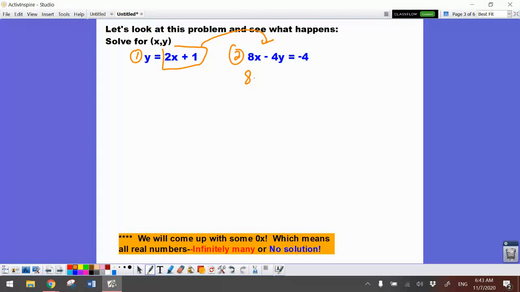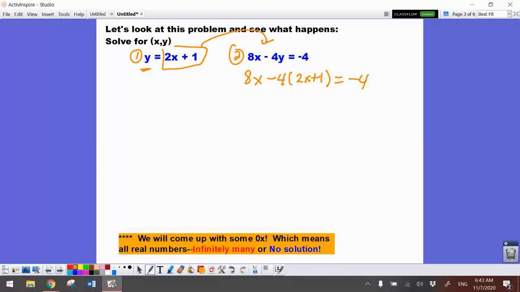All right, let's see how you did. 8x minus 4. I know that since this is a y, the 2x plus 1 has to go in for y. And here's kind of just a quick trick to make sure you know you're right.